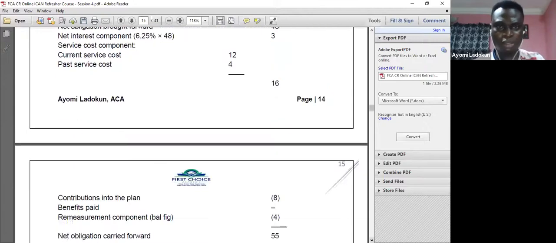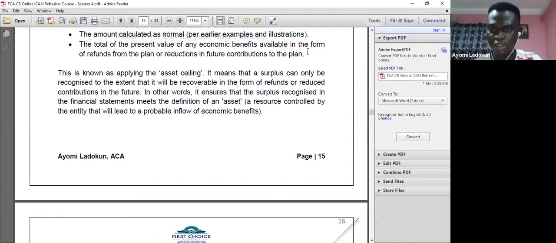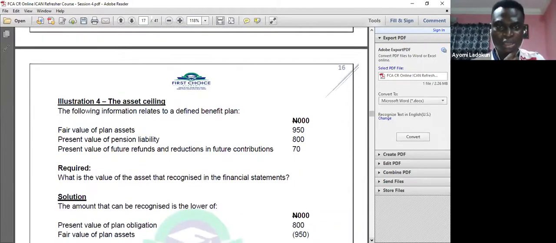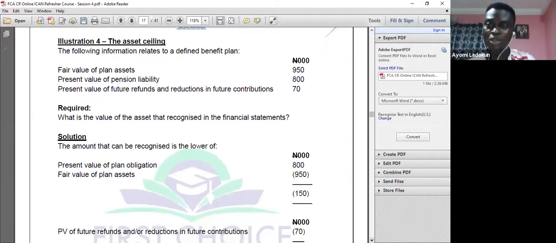So you can look at that other exercise. It's very straightforward, it's just the same thing we have been doing. So let me now take you through asset ceiling. We understand better now. Normally your plan obligation will be higher than your plan asset, because you have staff every time getting promotion and salary increases, so your plan obligation will always be higher.